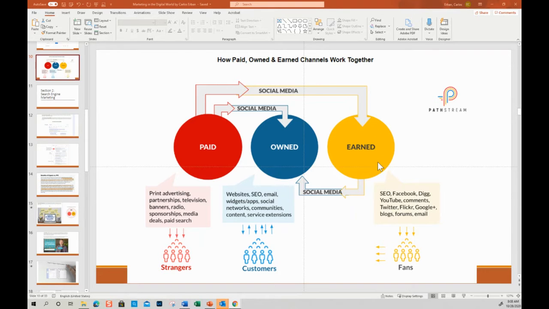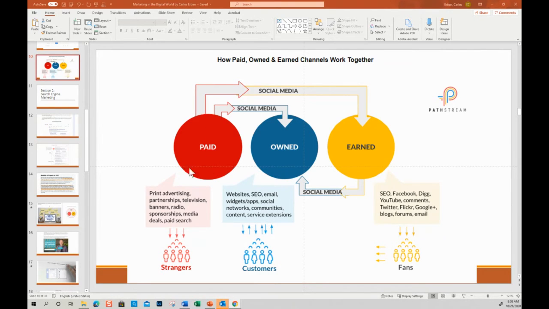GoPro has thousands of people that all they do is post stuff on all the different social media about things that they film with GoPro, or tutorials, or this. So all that stuff is earned. Okay, so these are the 3 big buckets, and as it says here, when you're working on your digital media strategy, you should be working with all of these.